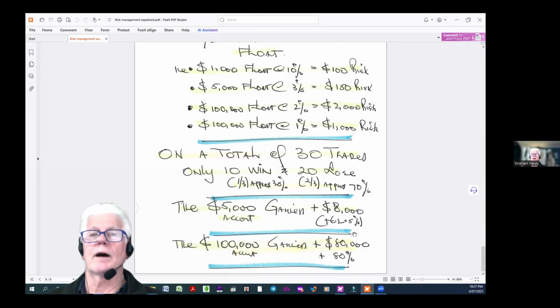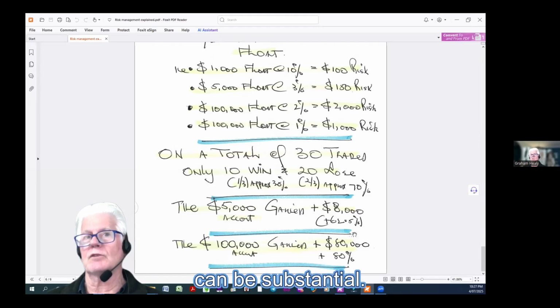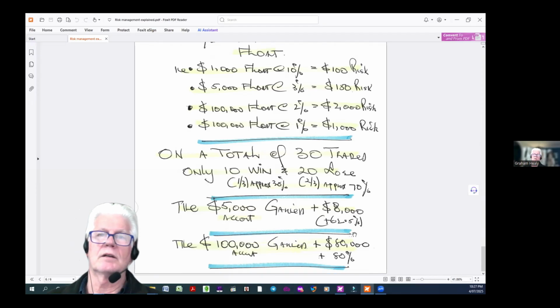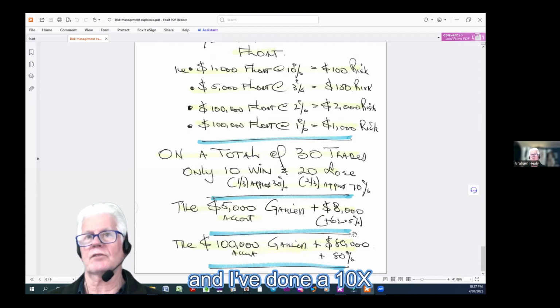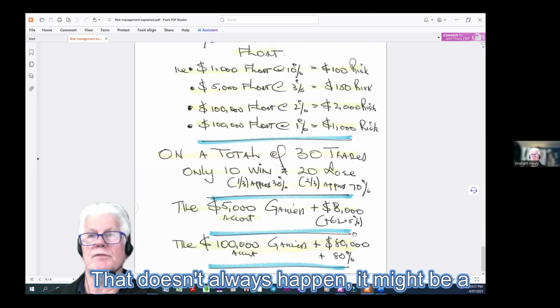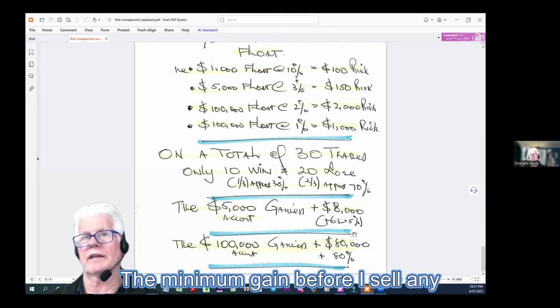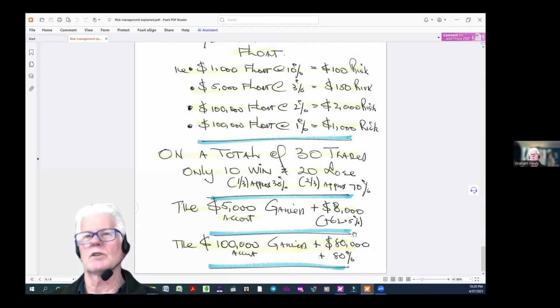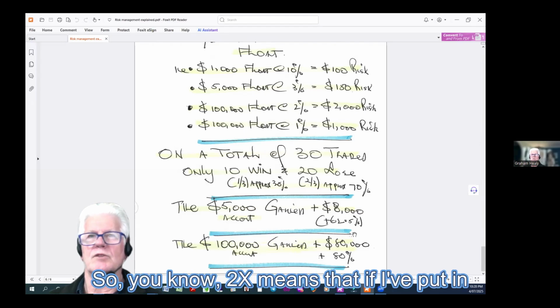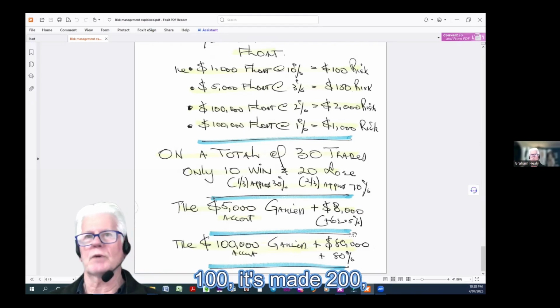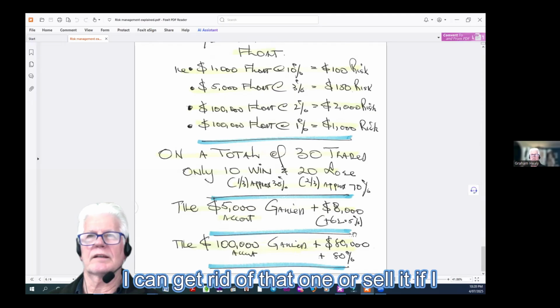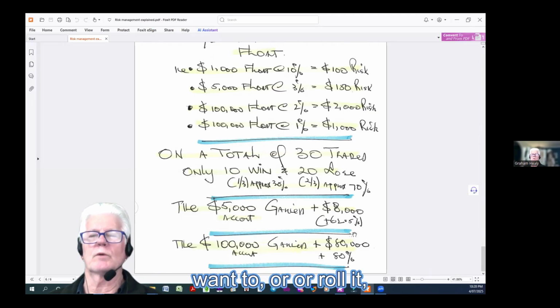But the winners can be substantial, and in this case, your winners are basically 10x. So I've put $100 in, and I've done a 10x gain. That doesn't always happen. It might be a 5x gain. The minimum gain before I sell any contract has got to be at least 2x to 4x. So 2x means that if I've put in 100, it's made 200. I can get rid of that one or sell it if I want to, or roll it.